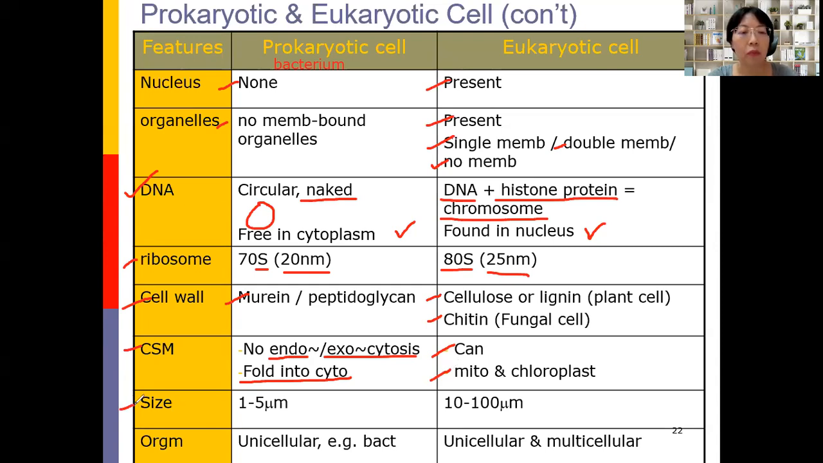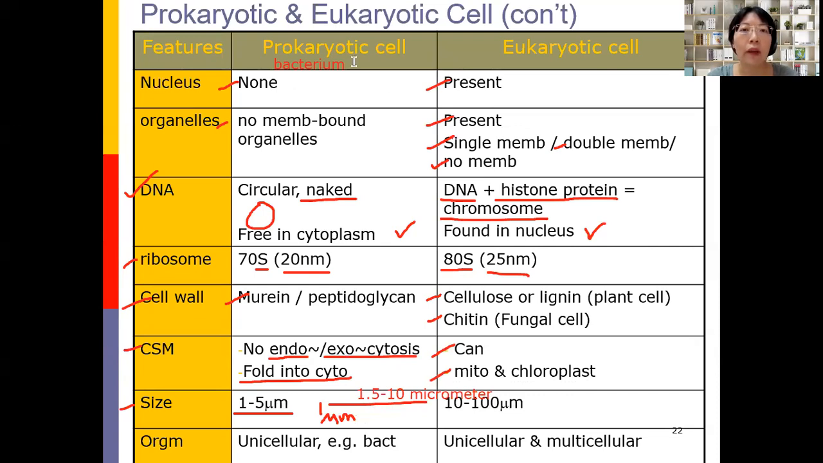Size of prokaryote, please memorize, is 1 to 5 micrometer. This one you must memorize. Very easy to memorize because the size of mitochondrion, which is believed to come from the bacterium, has a diameter of about 1 micrometer, and the length is about 1.5 to 10 micrometer. So when you memorize this, you know that the size of the bacteria is about 1 to 5 micrometer.